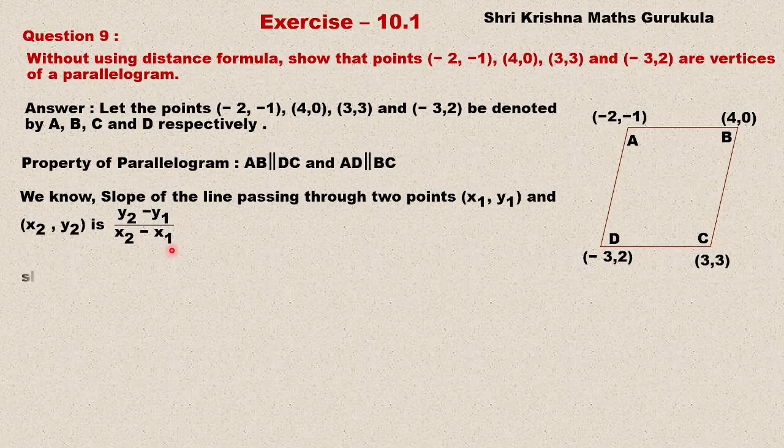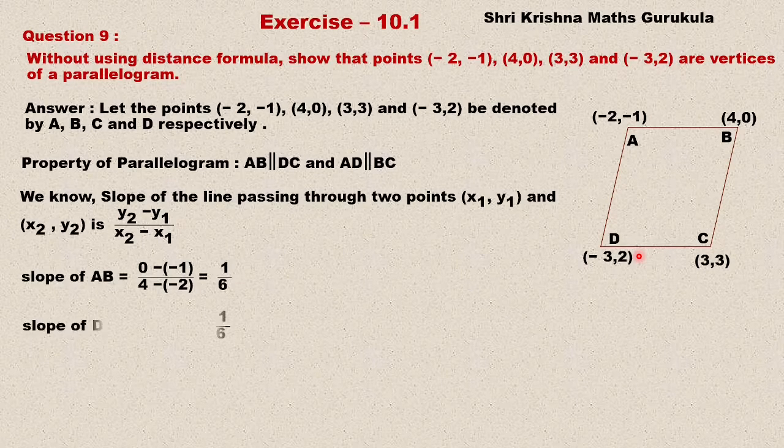First we will consider the slope of AB. We are considering A and B. I am considering this as x1, y1 and this as x2, y2. So in the numerator, for y2 minus y1, what are we going to write? 0 plus 1, because minus of minus 1. So it is 1 in the numerator. In the denominator, x2 minus x1 will be 4 plus 2, 4 minus of minus 2, so that will be 6. Slope of AB will be 1 by 6. Now, if we calculate the slope of DC, then that also should come as 1 by 6. So let us calculate now.